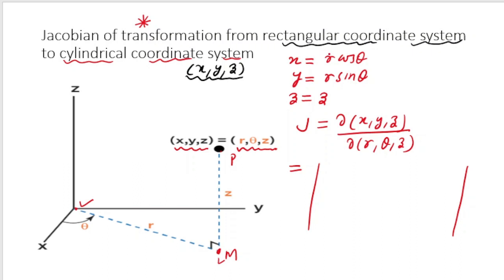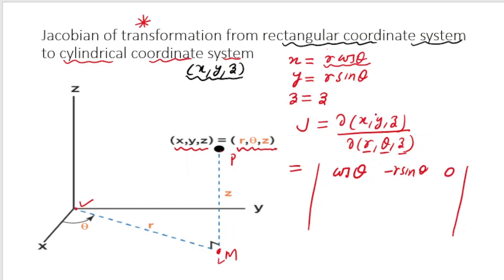So first we fix the variable, and then we differentiate it with respect to r, theta and z. So if I differentiate r cos theta with respect to r, I will get cos theta. With respect to theta, I will get minus r sin theta. With respect to z, I will get 0, right?